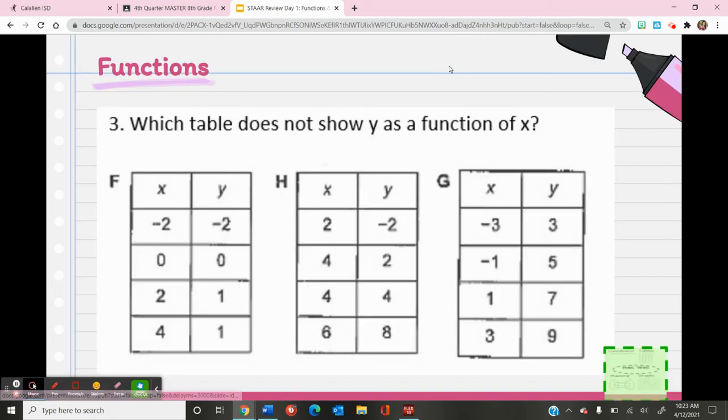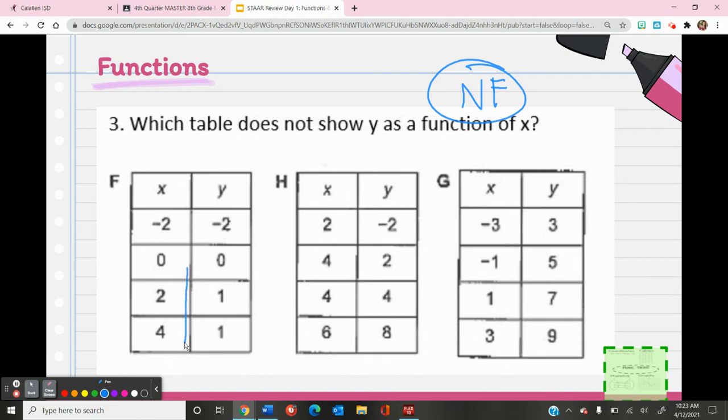So again, we're getting into tables, and here it says which table does not show y as a function of x. So here we're looking for the one that is not a function, so NF. So again, we're only looking at our x values. We don't care if our y values repeat.